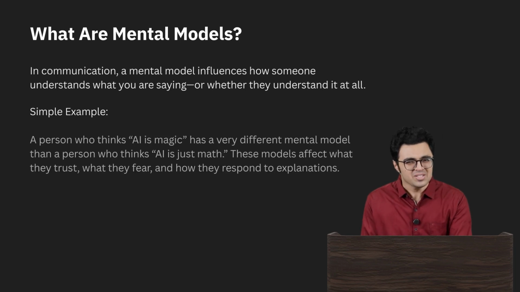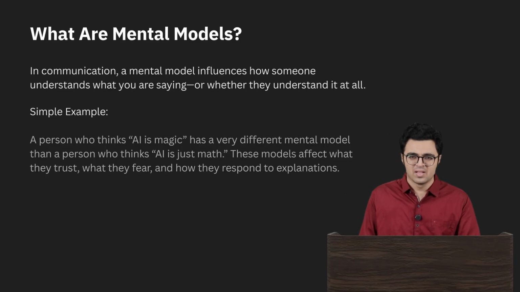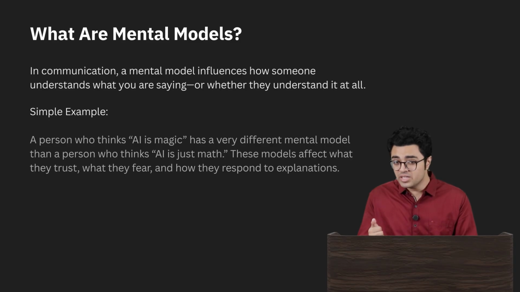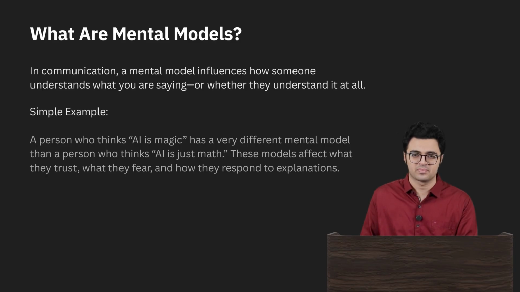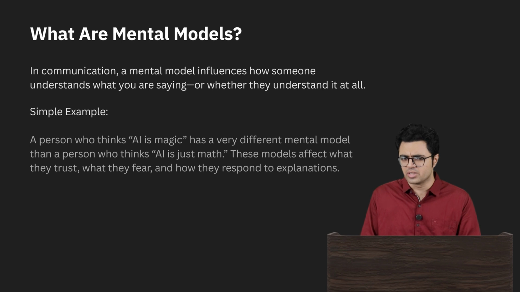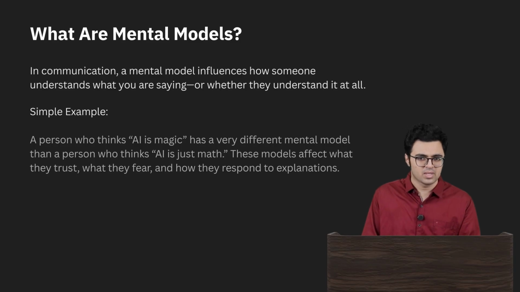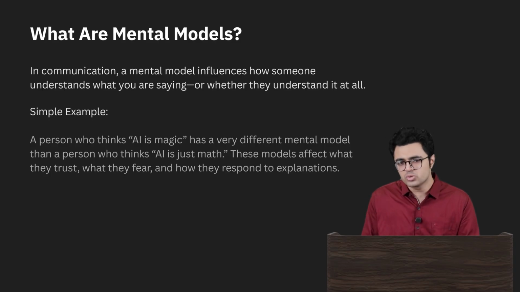For example, a person who thinks that AI is magic has a very different mental model than a person who thinks AI is just math. These models affect what they trust, what they fear, and how they respond to explanations. Because their core beliefs have shaped the way that they approach anything new, any new information that comes their way. So, since AI is a new breakthrough technology, the baggage of understanding that they are carrying to this new concept is going to shape the way that they are responding to this new concept.